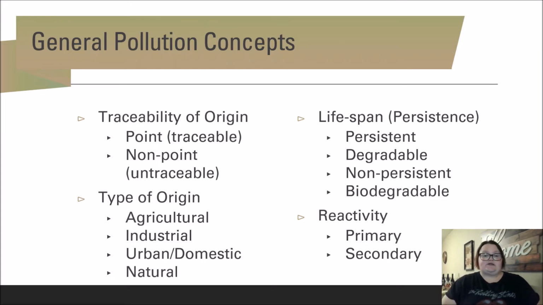Lifespan, also known as persistence, tells us about how likely it is that the pollutant will break down in a natural environment. Pollutants are categorized as being persistent, degradable, and non-persistent. Let's look at those in more detail. A persistent pollutant, like heavy metals such as arsenic or lead, are ones that do not break down in the natural environment and often accumulate together.